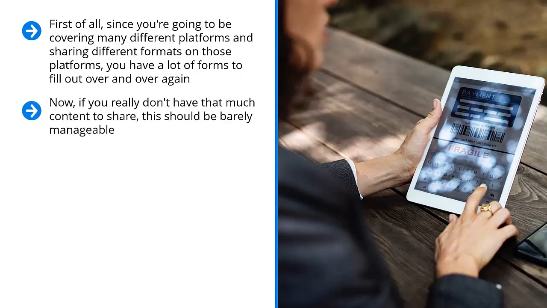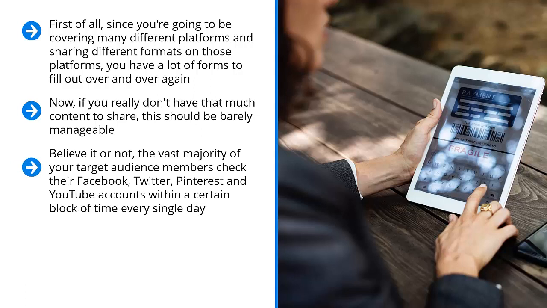Now, if you really don't have that much content to share, this should be barely manageable. But if you're looking to maximize your visibility by publishing on your social media accounts several times a day, you need to automate. Unfortunately, simply plugging in information into content publishing tools is not going to do you much good. You have to know when to publish. Believe it or not, the vast majority of your target audience members check their Facebook, Twitter, Pinterest, and YouTube accounts within a certain block of time every single day. Post outside of that block of time and you miss the eyeballs of the vast majority of your audience members.